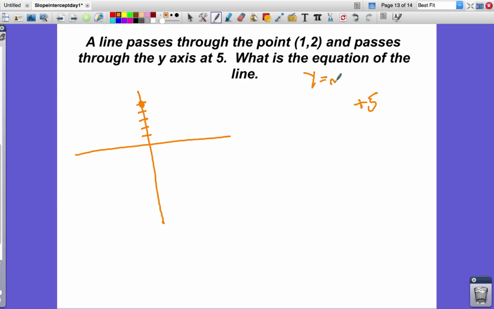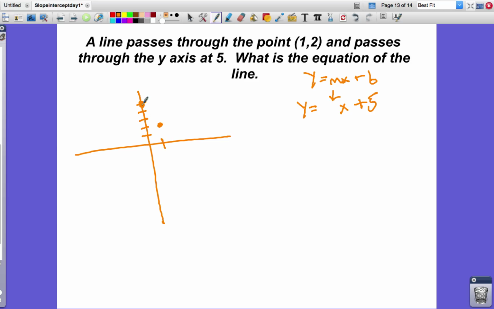So I know it's y equals mx plus b. Right now I know my b is positive 5. I need to figure out what my slope is here, and then I'm all done. Well, I know it passes through here, so here's one of my points. The other point is (1, 2). If I go 1, 2, that's another point right here. I can calculate my slope by counting my rise over my run. And that'll tell me what my slope is.